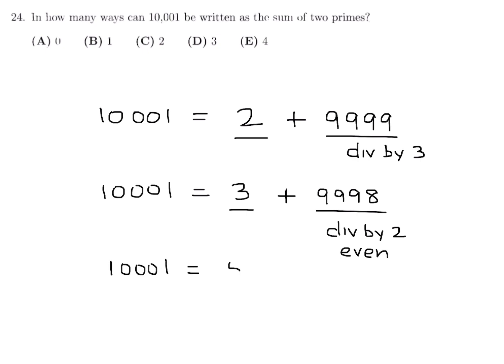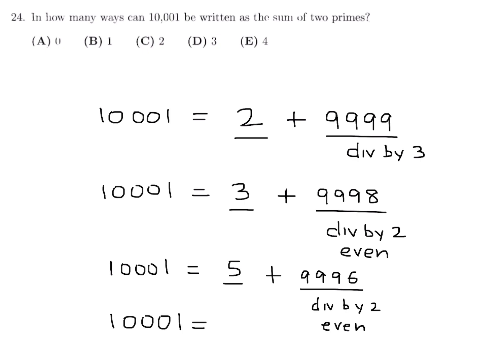If the next prime, which is 5, is used, my number will be 9996. Again, this number is divisible by 2. It's even. And since every prime number is odd, other than 2, every time you add 10,001 to some prime number, the other number will be even. And even numbers are divisible by 2, the only exception being 2 itself.